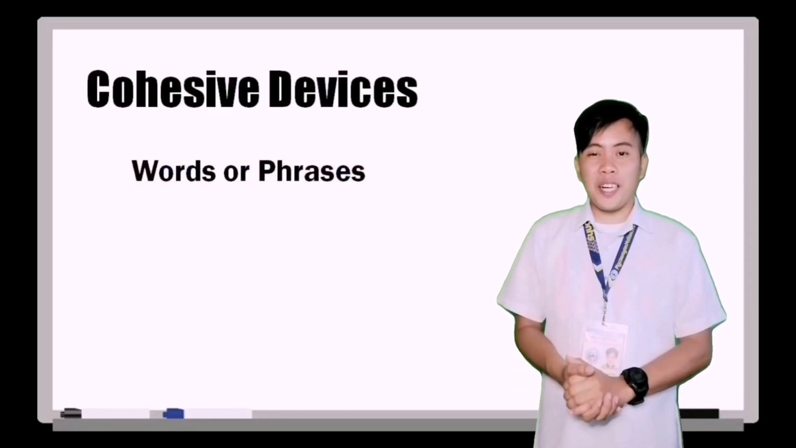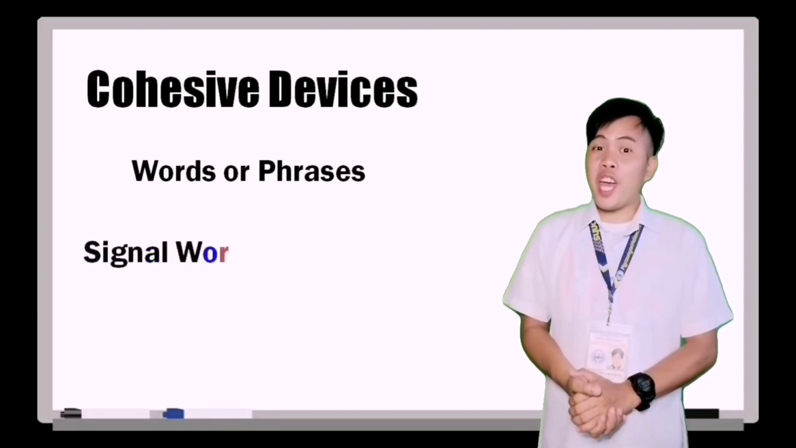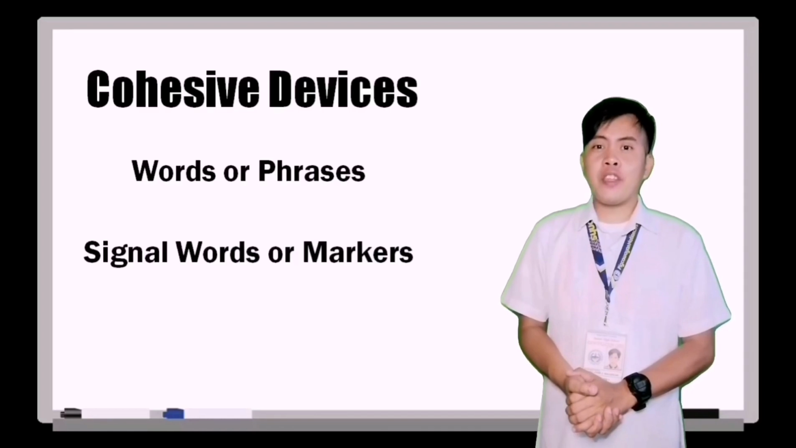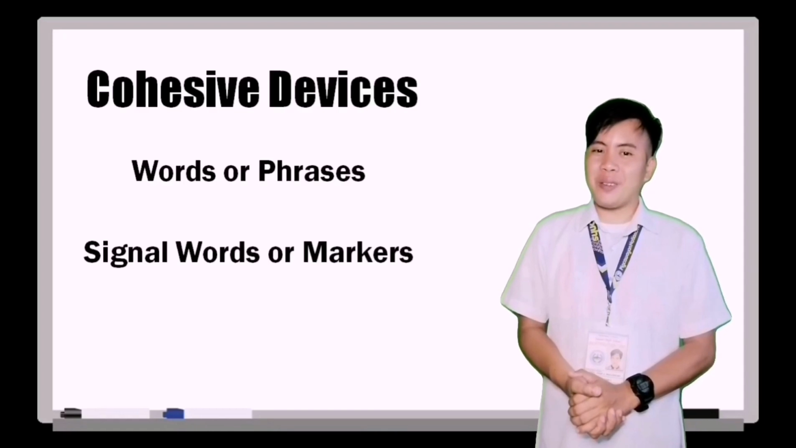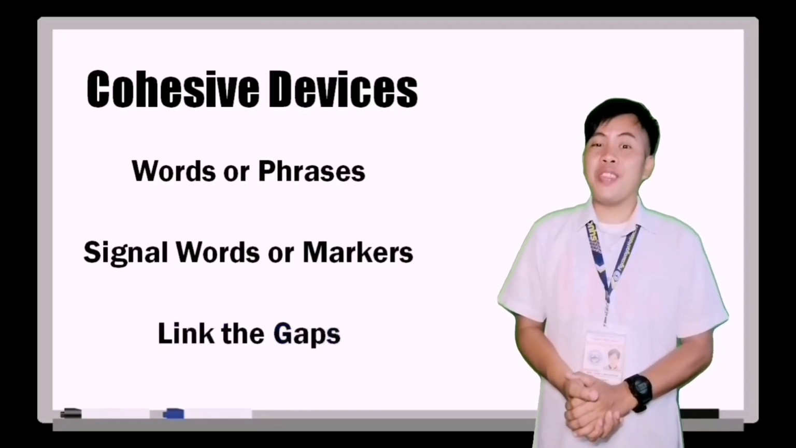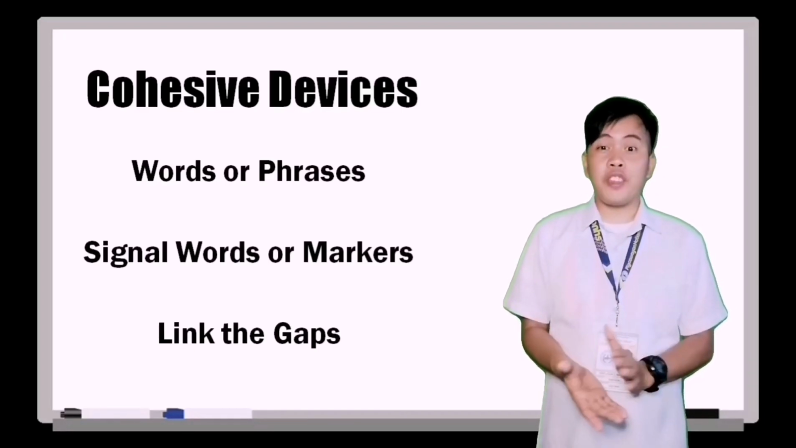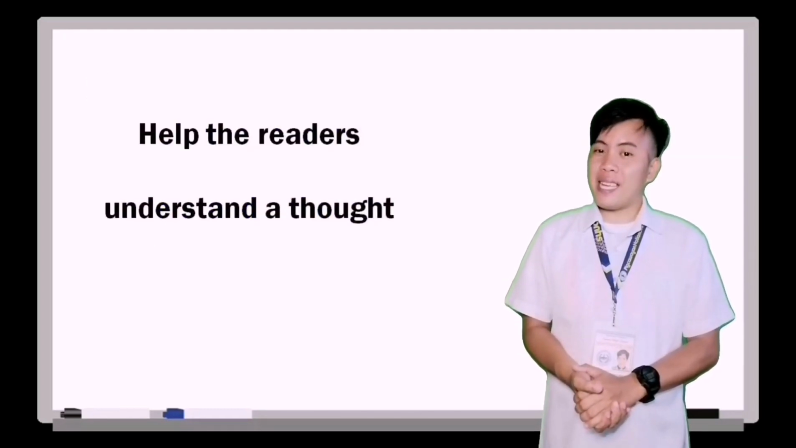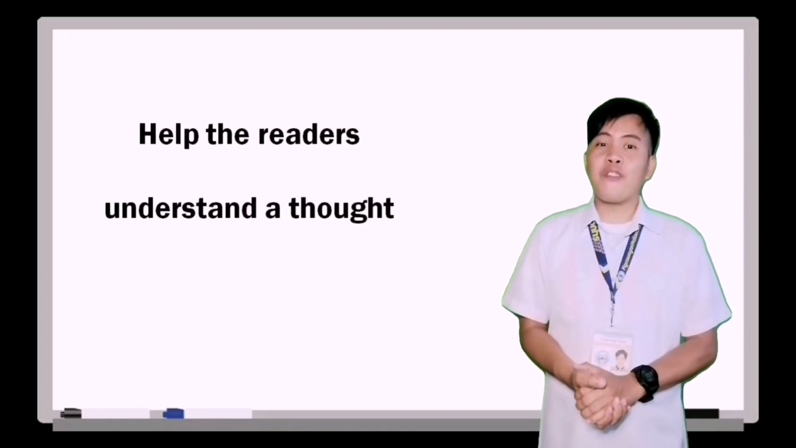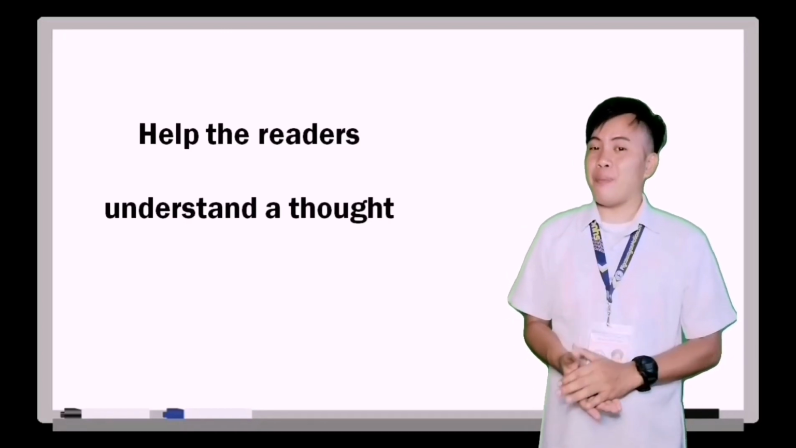Cohesive devices are words or phrases that link parts within a written article. They are signal words or markers that facilitate the smooth interpretation of ideas of the readers in the manner the writer wants them to be understood. These markers link the gaps within your sentences and paragraphs to ensure that there are no breaks and abrupt jumps of ideas. Furthermore, cohesive devices aid you to understand the thought from one sentence to another, from one idea to another, and from one paragraph to another. Let's take a look into these examples.